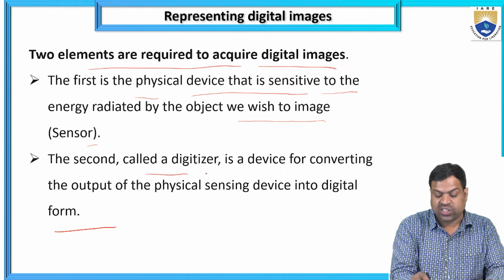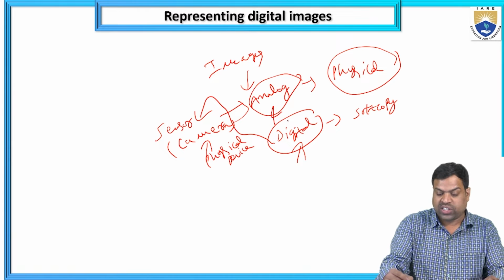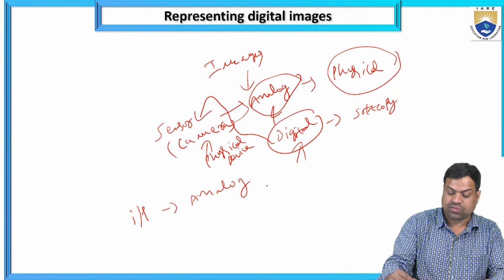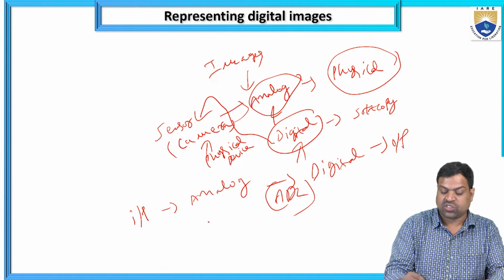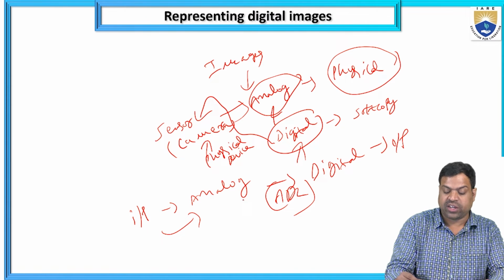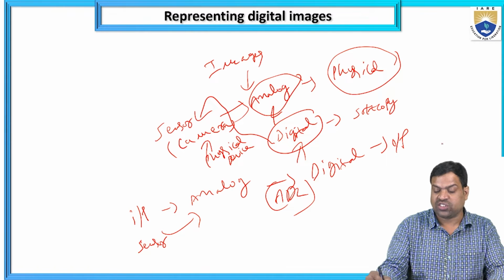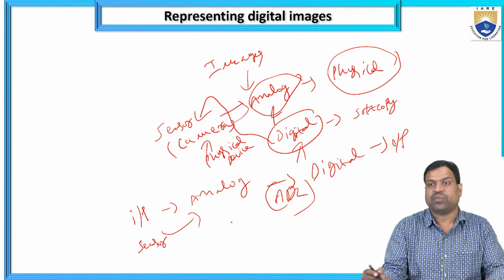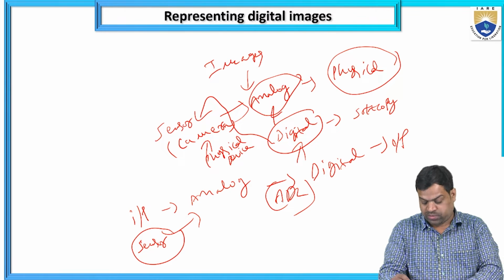The second is called the digitizer, a device for converting the output of the physical sensing device into digital form. So what is the input for this one? The input is analog and it is converted to digital, so digital is the output. So what am I doing? Analog to digital conversion. What is the source? The physical device or sensor is the source and digital is the output. This camera or sensor captures the image and it is converted to digital. So the sensor has a major role in converting from analog into digital form.